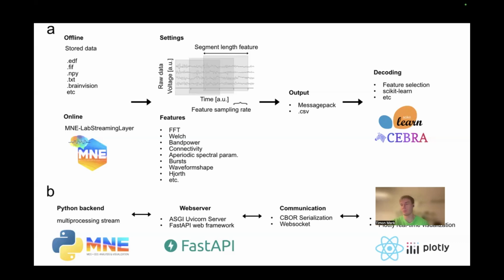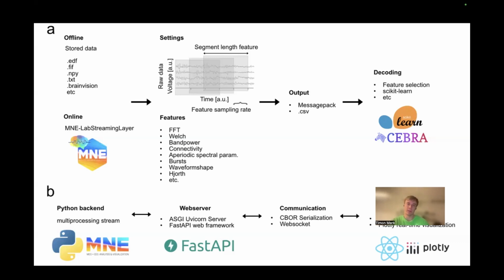The features can then be used for neural decoding. There we have a couple of wrappers for feature selection. Different machine learning architectures can be passed through the scikit-learn package. And different states can be decoded for different applications.